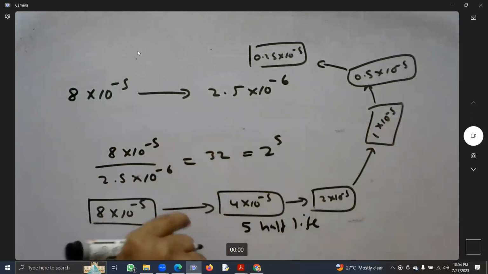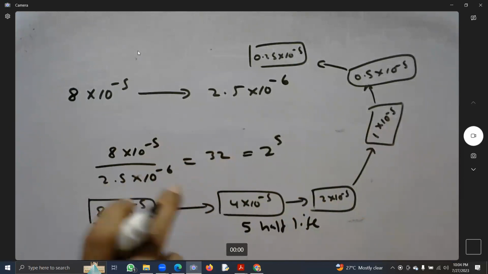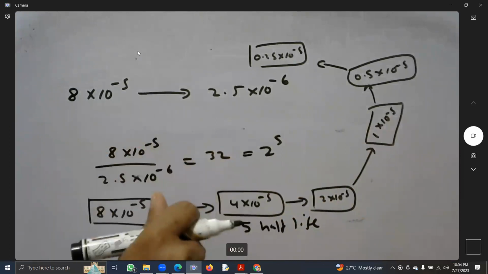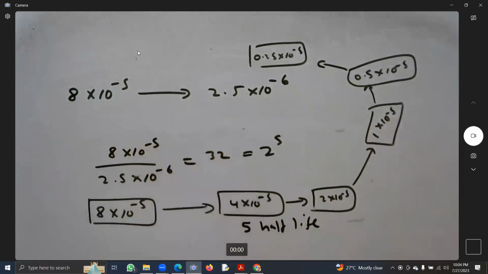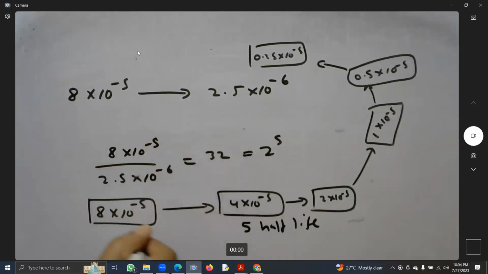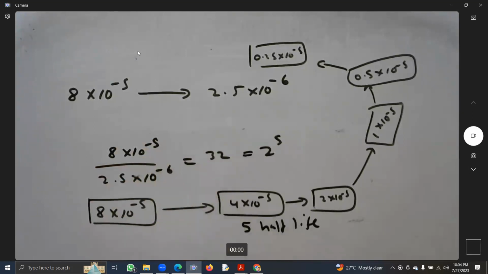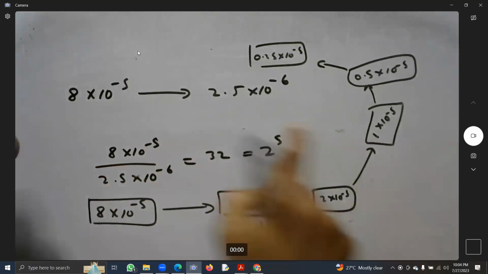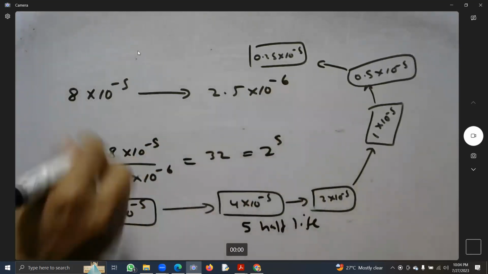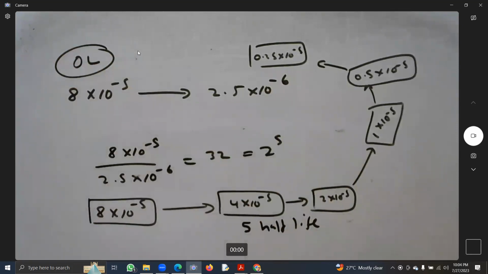If this is difficult, we use the advanced formula. It will automatically come. You don't have to think. That's the advantage of the advanced formula. This is the O-level way, where you have to think and check whether it is a power of 2. Actually, the A-level way will be easier for you. So the answer is 5 half-lives. This is the O-level way. Copy this.